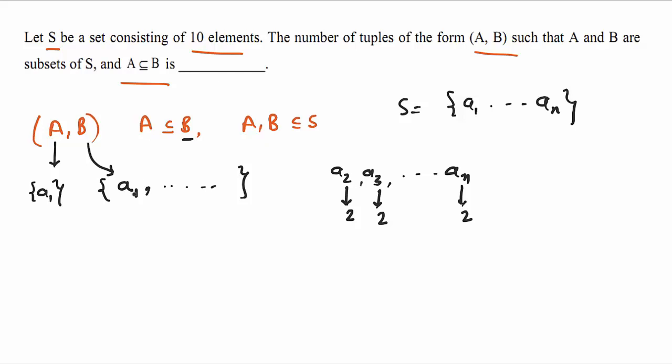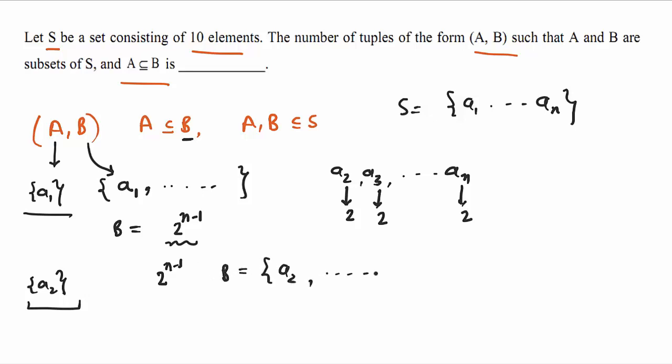Okay. Now, what can I say about how many total B's are possible? Since for every element there are two choices, I can say there are n minus 1 elements. So total 2 power n minus 1 possibilities are there for B, right? But A might have only A2, right? Here it is having only A1, but if it is having only A2, then also we have 2 power n minus 1 possibilities, right? Because in that case B must have A2, and for the remaining elements we have two choices. For every element we have two choices. So that's why total 2 power n minus 1 possibilities for B, right?